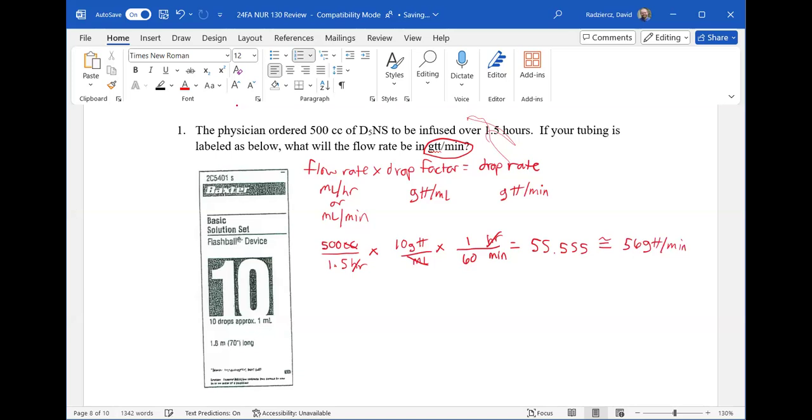The alternative way of doing this, kind of saving a step as far as dimensional analysis is concerned, is take that 1.5 and multiply it by 60, and you're going to get 90 minutes. So 1.5 hours obviously is 90 minutes. So another way you can write this equation is taking the 500 cc's divided by 90 minutes times the 10, and then you can ignore this last step here, but you're still going to get the same answer, 56 drops per minute.